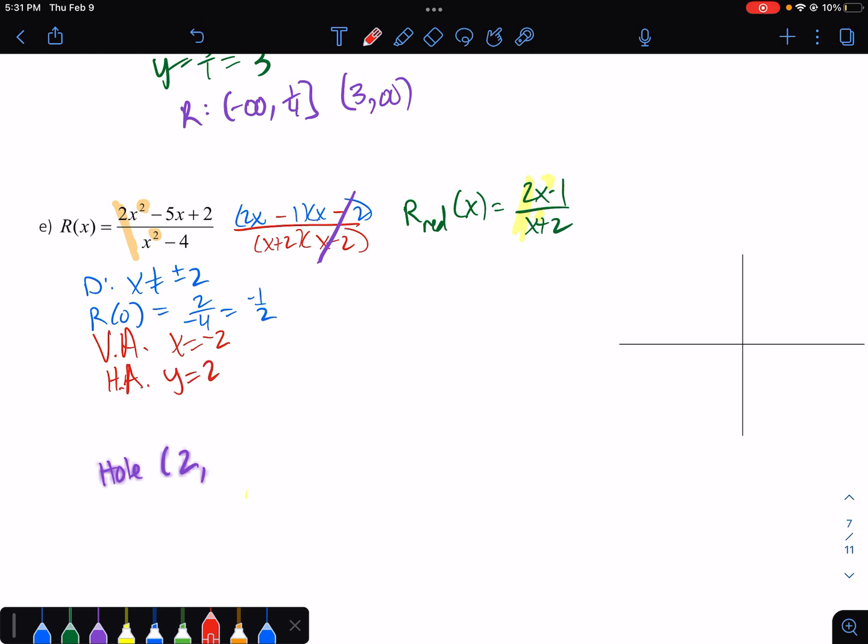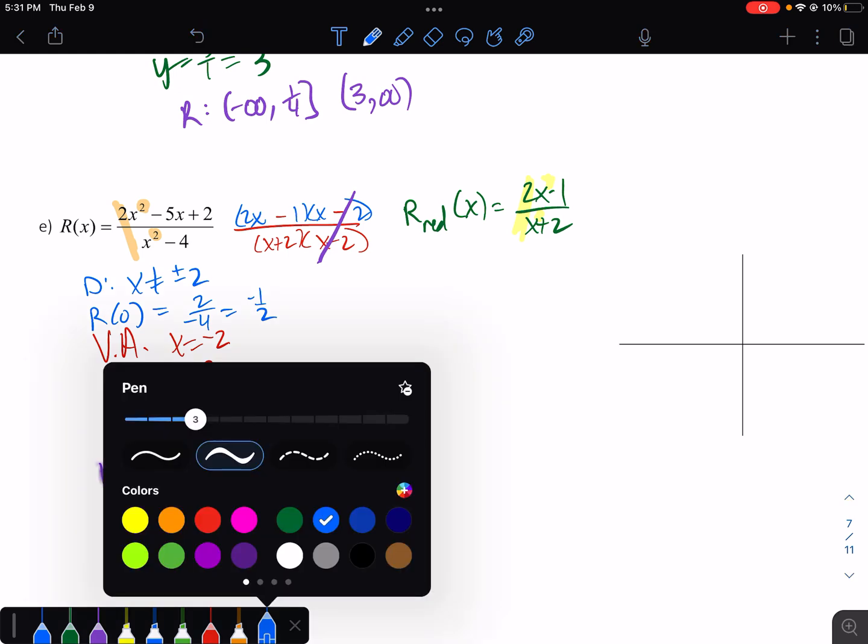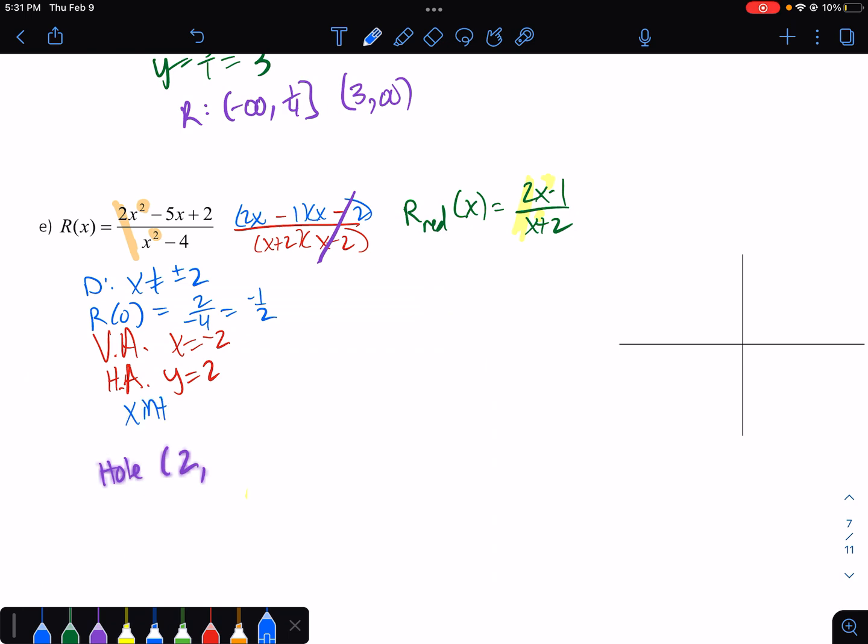Okay. Why did that go fuzzy? Well, I don't know. So then we need our x-intercepts. So our x-intercepts come from setting the reduced part, the top, equal to 0. So from the reduced part, we get 1/2, and it has a multiplicity of 1. So it's odd and crosses.